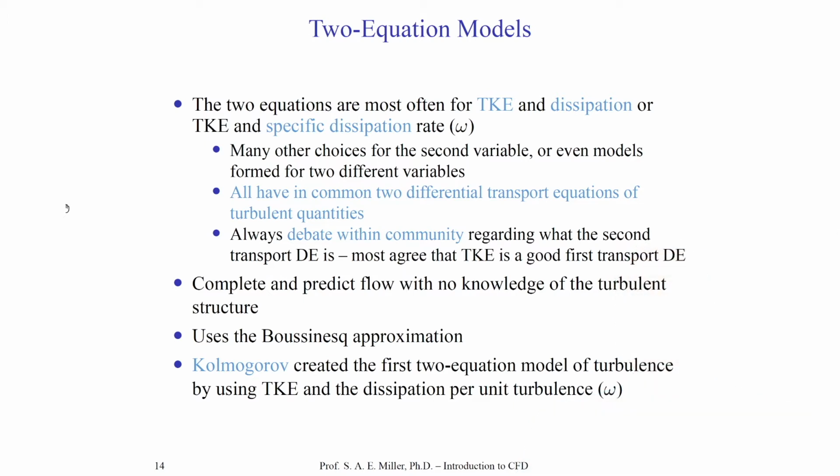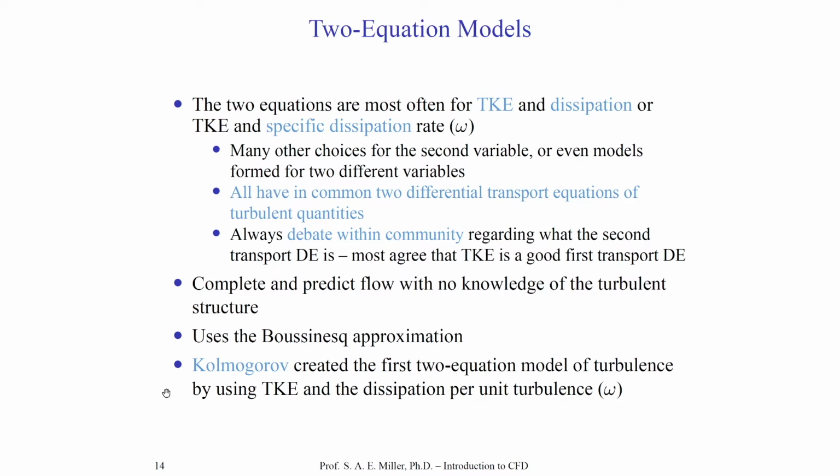They typically also use the Boussinesq approximation, which we've already talked about. Andrei Kolmogorov, the great academician who started the Russian school of turbulence, created the first two-equation model of turbulence through the turbulent kinetic energy and the dissipation rate per unit turbulence. So when you see models that are called k-omega, you should know that you're using a model which developed in the so-called Russian school. This is opposed to the one-equation models which were developed in the German school, which was created by Prandtl.